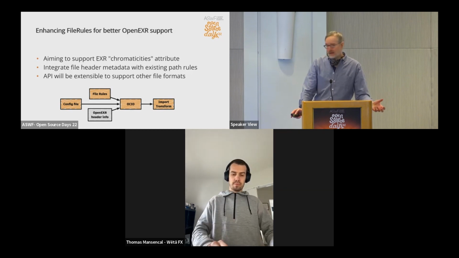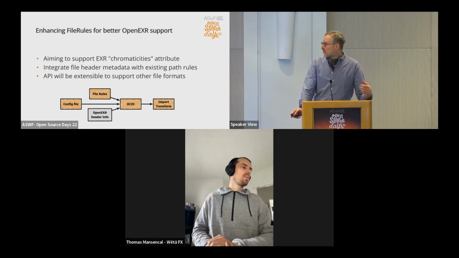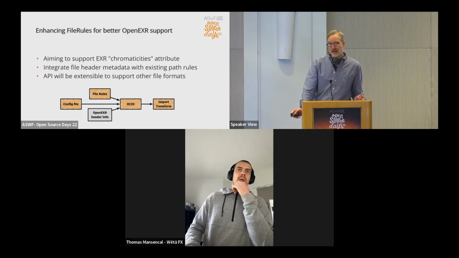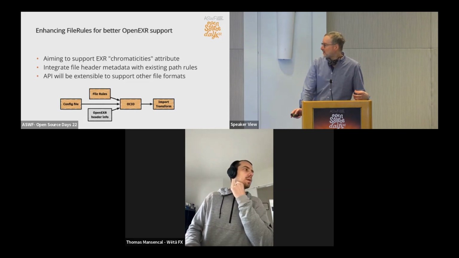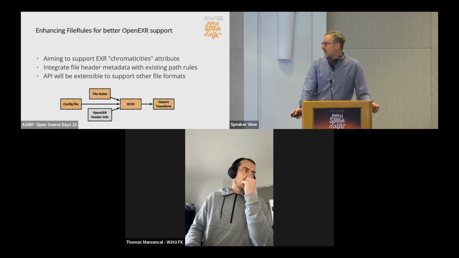The way we're thinking about doing that is to have the application provide the data from the header, so OCIO doesn't have to read the OpenEXR file itself. And then in connection with the file rules and the config, it will return an input transform. We're starting with OpenEXR, but the idea is that this could be extended to other file formats as well.